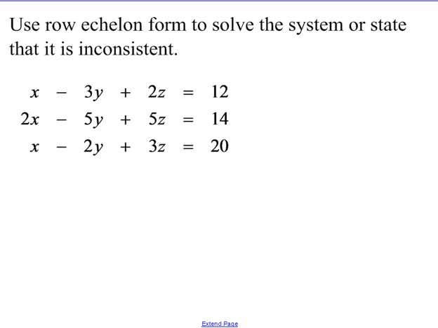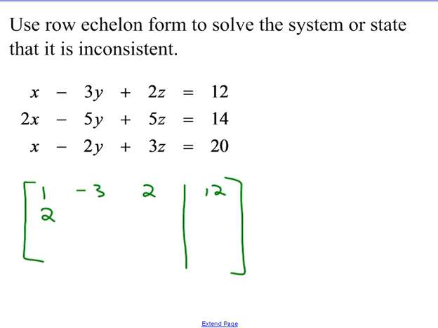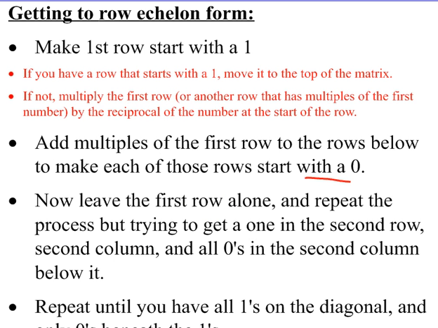So my first step in solving the system using row echelon is putting it in augmented form. And so again, I'm going to write my coefficients, and I write 1, negative 3, 2, and then 12 for my first row. And my second row is from my second equation, which says 2, and a negative 5, and a 5, and a 14. And my third row is 1, negative 2, 3, and 20. So there's my augmented form. And now I'm going to use my row echelon process, which looks something like this.